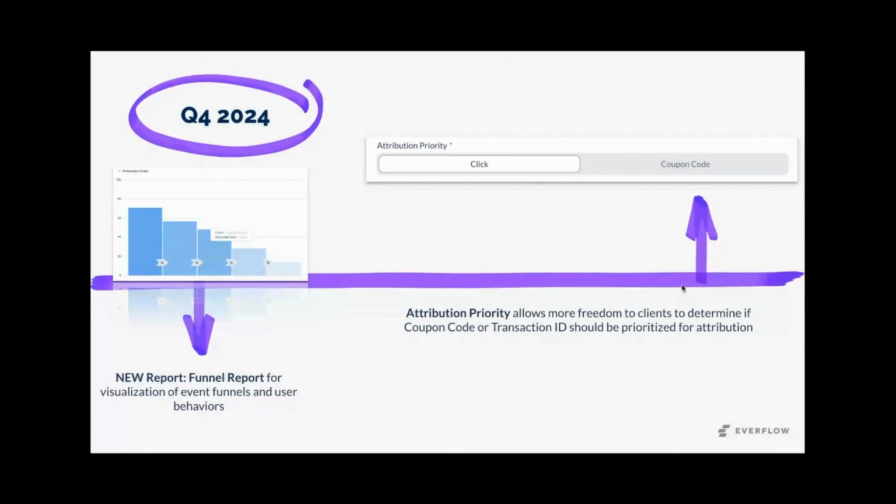Another exciting feature that I personally was very excited about was the attribution priority. What it does is it can be configured under advertiser, and if you edit, you see a little button that says attribution priority. By default, Everflow attributes conversions based on the transaction ID that was collected at the click. Now, with this attribution priority, you can actually choose what you would like to prioritize as an attribution method. So for instance, you can keep it as the default, click. Or if you would like to prioritize coupon code over, let's say, transaction ID for attributing conversions, this can be done by simply clicking on coupon code.